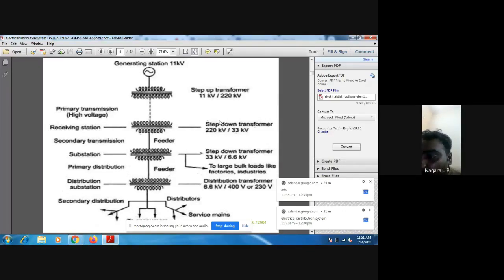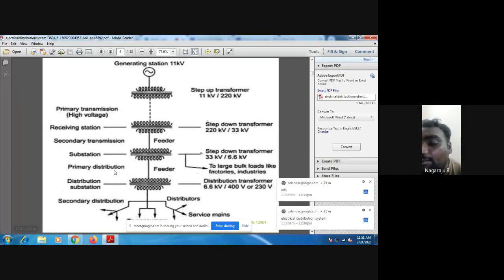This level we have for the Mulgu Road substation, as well as here. This is the localized substation level. Substation 33 by 11 kV or 33 by 6.6 kV. Whenever I have these types, 33 by 11 kV or 33 by 6.6 kV, you can do that by the step down transformer. From the receiving station to the main substation, we call it the secondary transmission system.